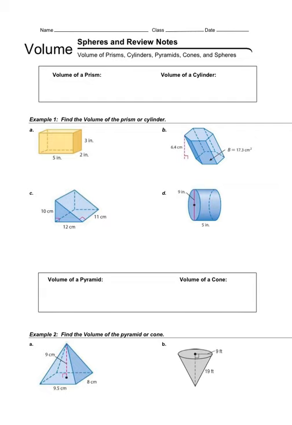All right, today we're going to continue on with volume. So the first part of the notes is just review of your prisms, cylinders, pyramids, and cones, and then we're going to add in spheres today.